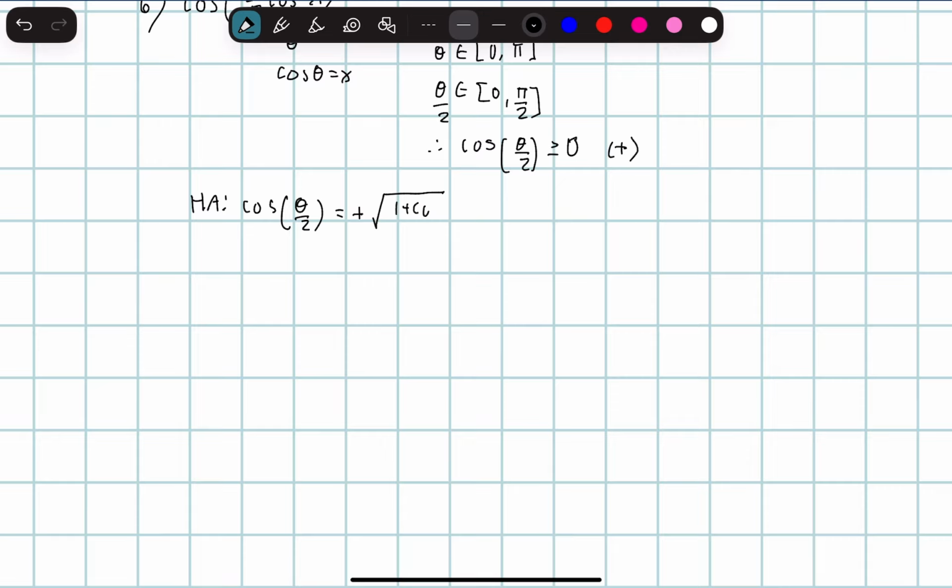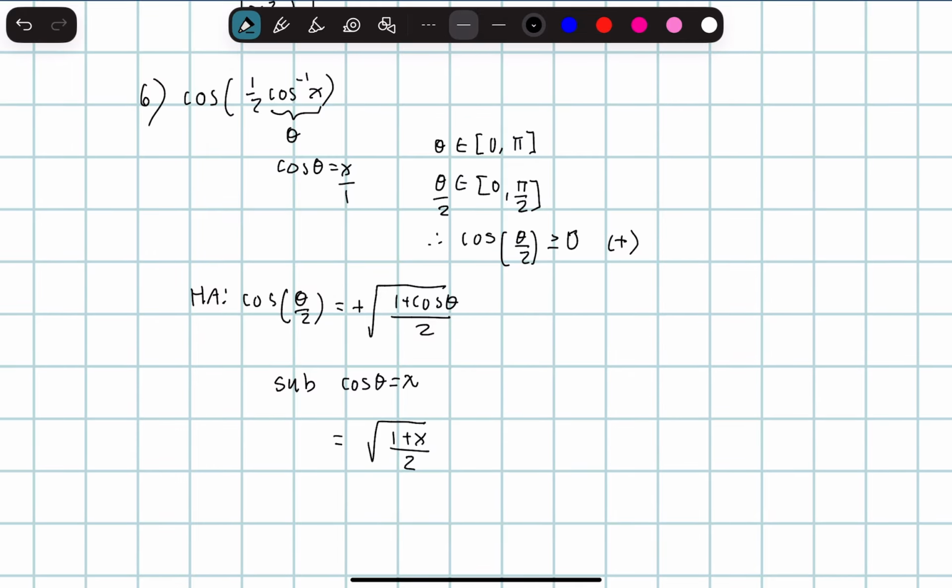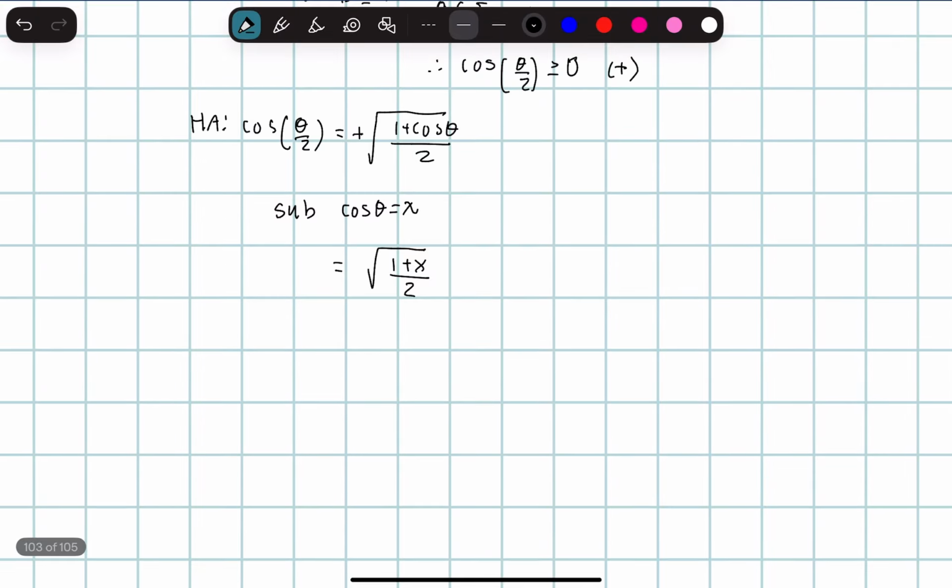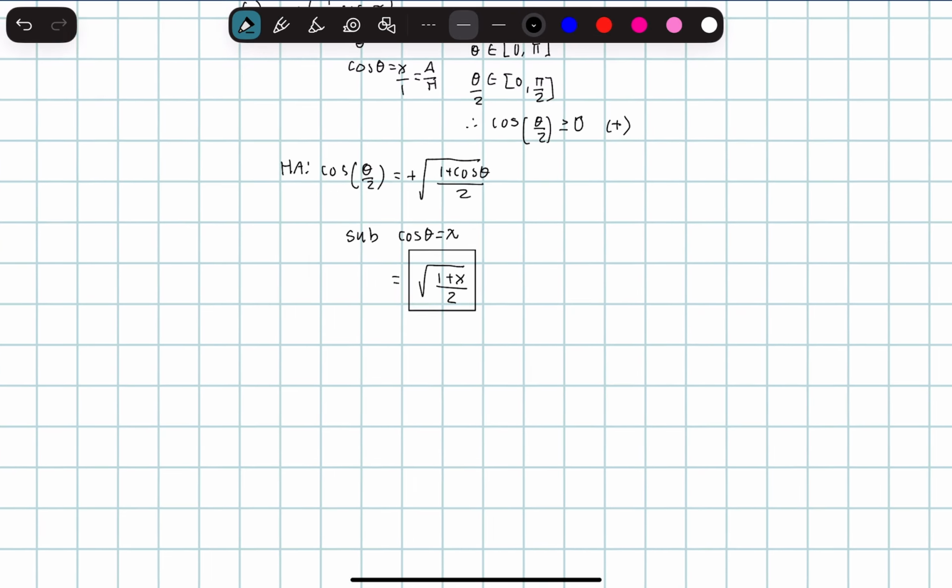Now we're going to use the half angle identity, because that's what our expression literally matches. So you have the square root of 1 plus cosine of theta, divided by 2. Now you can substitute cosine of theta equal to x. So we have the square root of 1 plus x over 2. We never even had to solve for another trig function, because it's all just cosine here. So that's our solution. Great, awesome, guys. That was awesome.